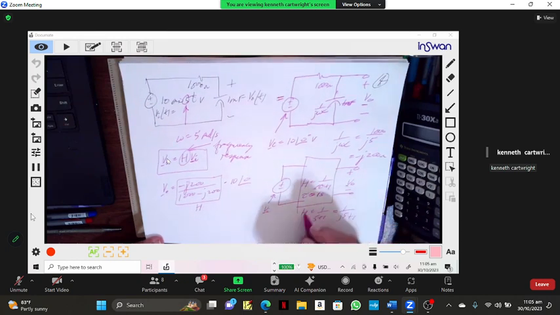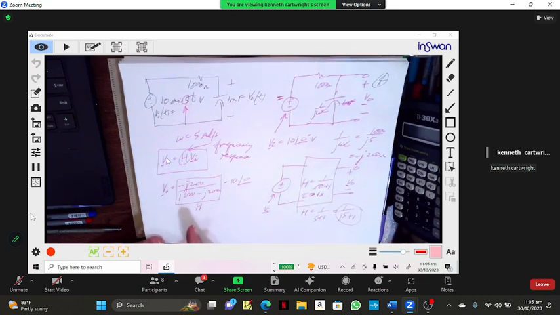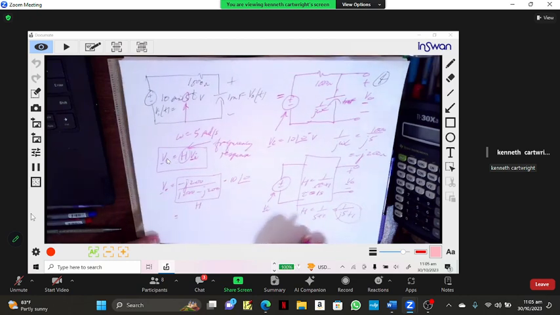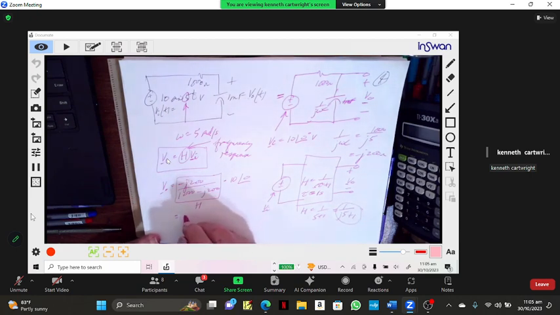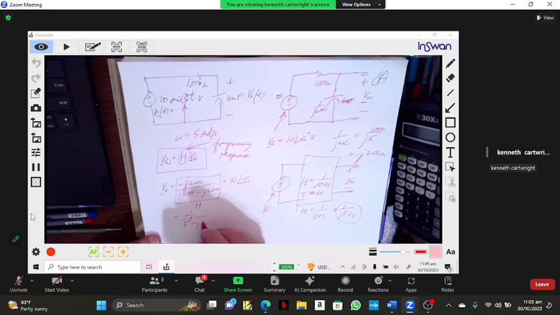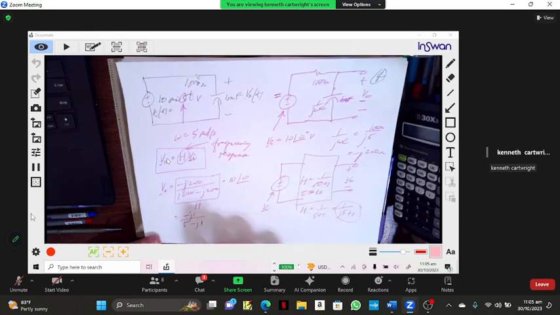Yeah, so that's the frequency response. This is the frequency response, and that better be equal to that. Well, let's see if it is. So this here is negative j over 5 minus negative j. And is this the same as that?